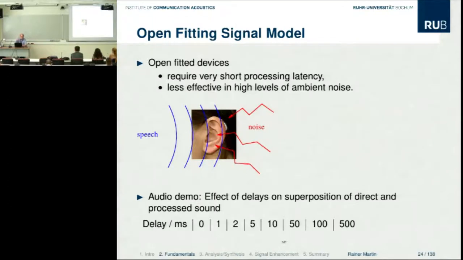Now you can already hear that there are two signals a bit delayed. The first ones were more a change in timbre. It depends also a bit on where you sit in the room. Now you can hear really reverberant effects and echoes.